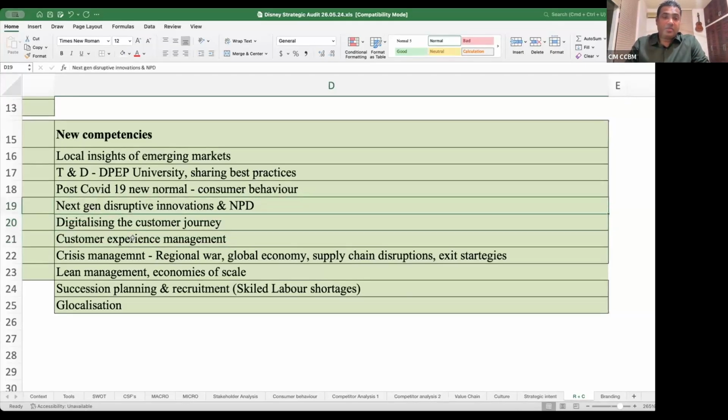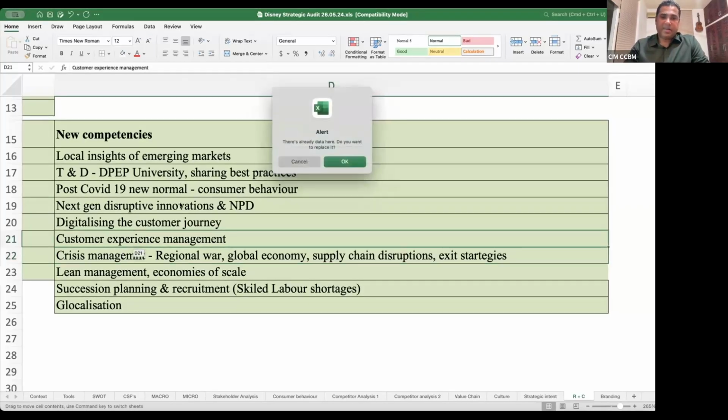Therefore, disruptive innovations are important. Digitalizing the customer journey, improving customer experience. Another thing that I sort of thought about, which is not really mentioned in the case study, but it talks about regional wars, supply chain disruptions, global economic challenges. So we should get ready with a very good crisis management plan.